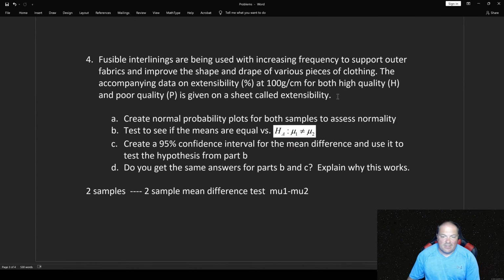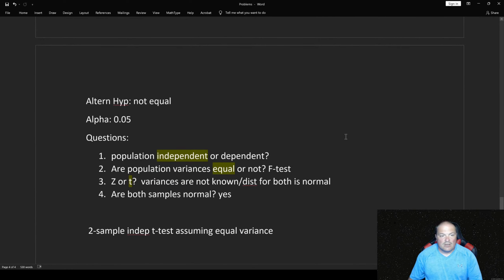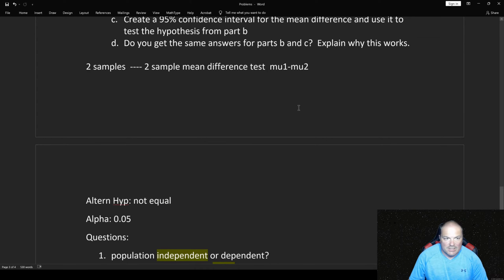So remember the things you have to check for this two-sample t-test. You have to check, are you dealing with independent or dependent samples? You have to check, are the population variances equal or not? You have to check, do the samples come from a normal distribution? And then, are you going to use Z or T? And then you basically run the test from there. Okay, woo, that's a lot. But those are the things you need to make sure of before you choose the test you're going to run. Now let's go back up to the question.